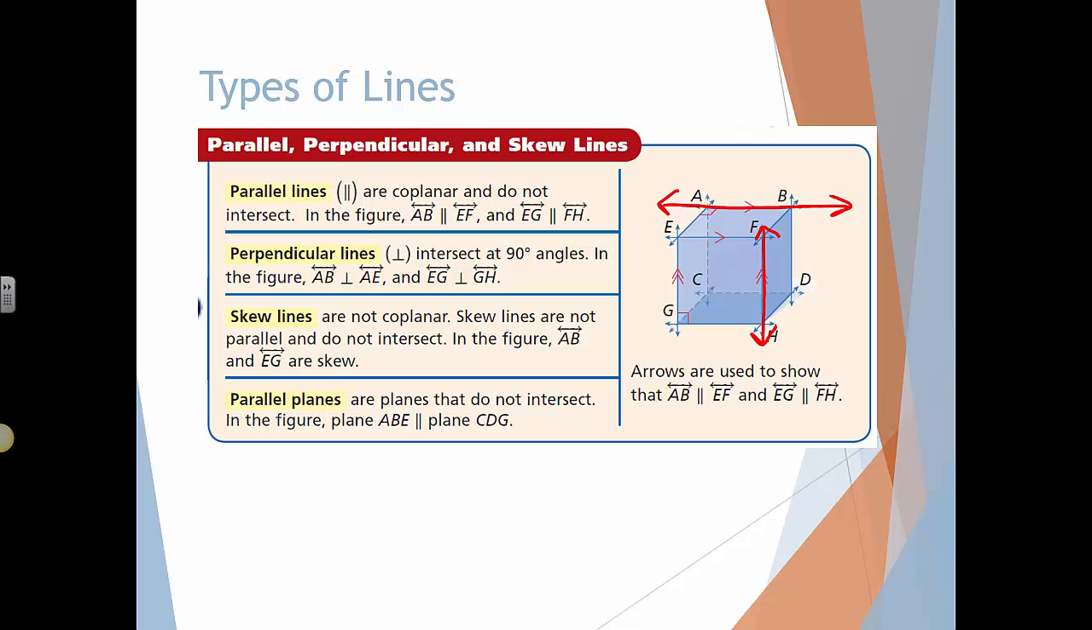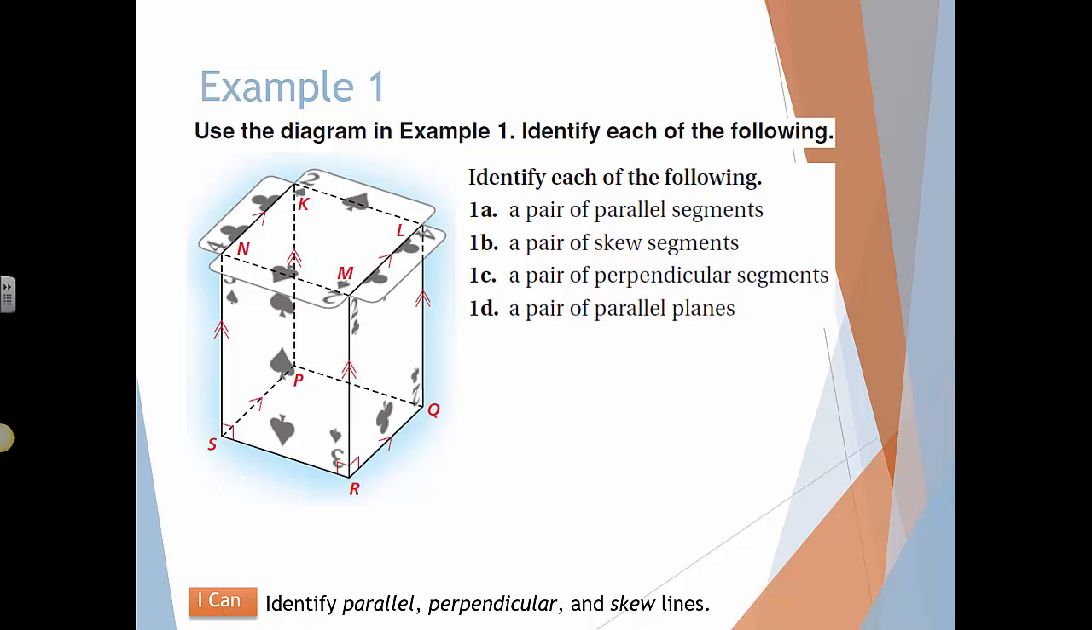And then lastly, we have parallel planes. Those are just planes that don't intersect. So if this was a perfect cube and we were looking at this front face of the cube, and then we decided to look at the back face of the cube, those two would be parallel planes. So just a few definitions. So we're going to quickly identify pairs of parallel segments or parallel lines, skew segments or lines, and perpendicular segments and parallel planes. So I'm just going to do this fairly quickly.